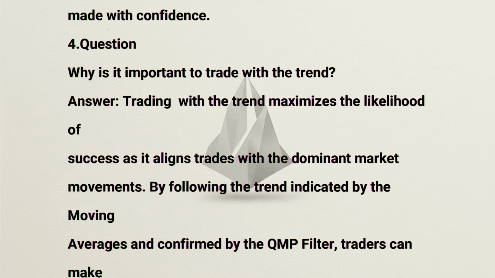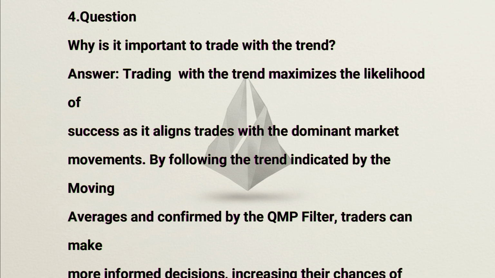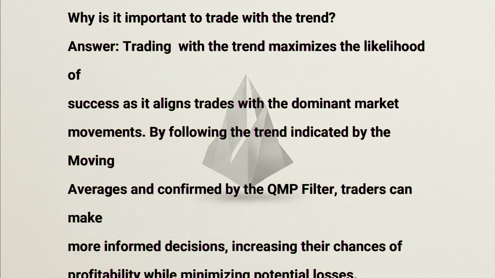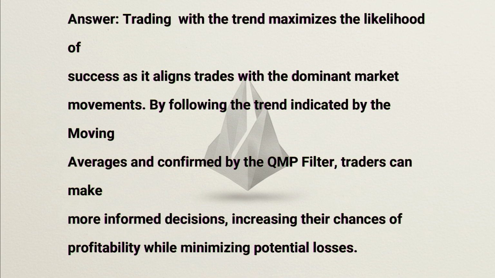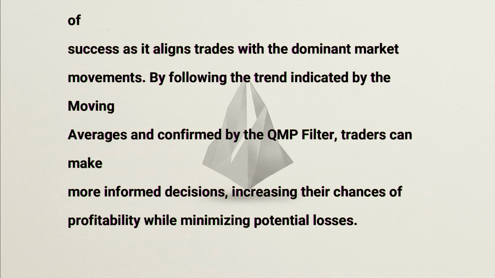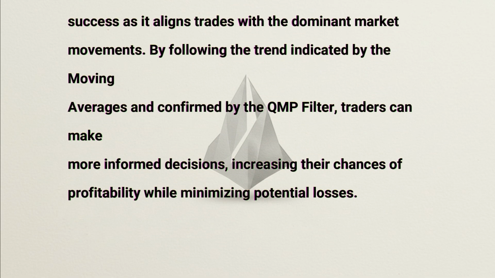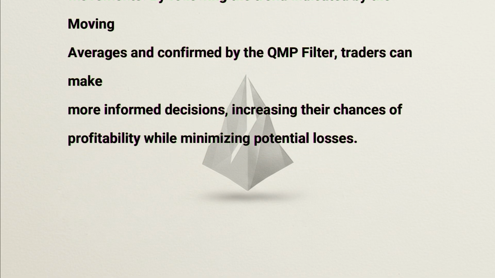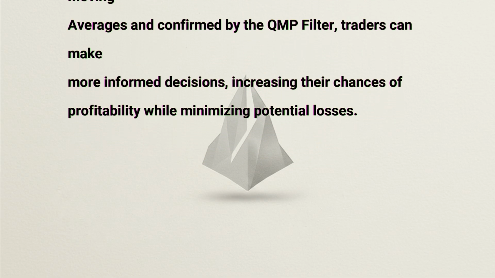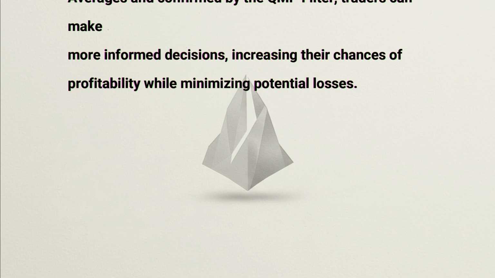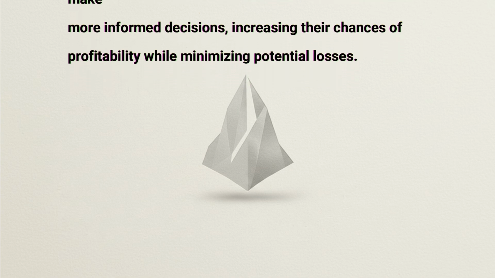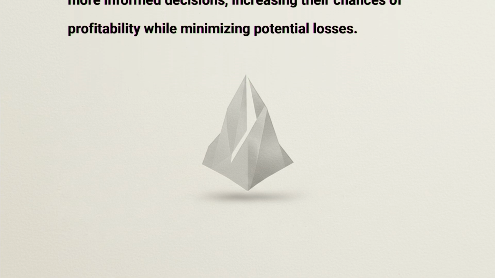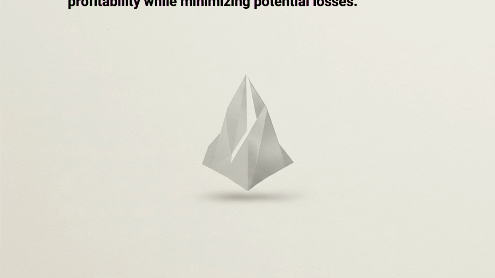4. Question: why is it important to trade with the trend? Answer: trading with the trend maximizes the likelihood of success as it aligns trades with the dominant market movements. By following the trend indicated by the moving averages and confirmed by the QMP filter, traders can make more informed decisions, increasing their chances of profitability while minimizing potential losses.